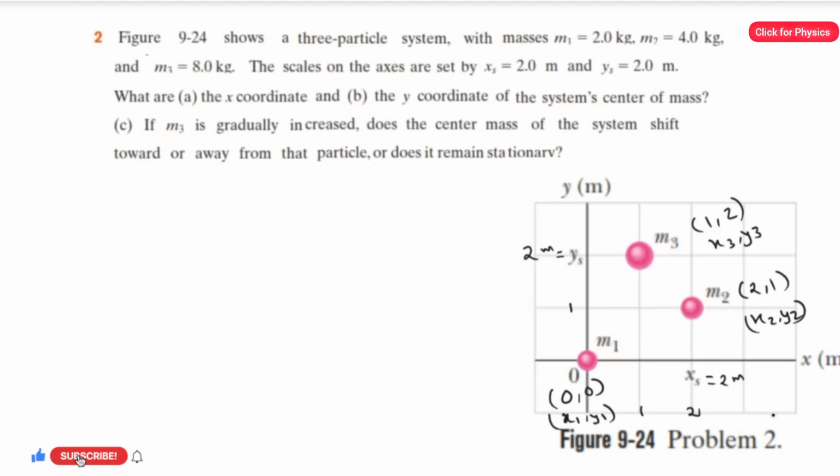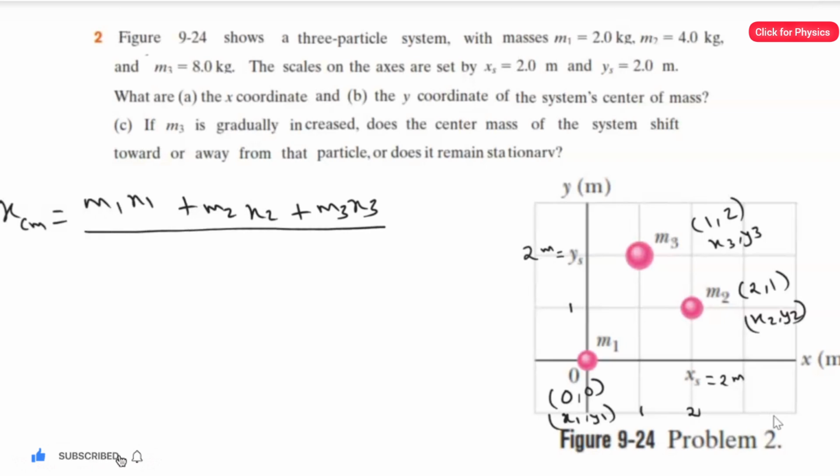So this is our x3 and y3. Now we have to substitute all the values in the given rule. As we already studied in the theory, to find the x center of mass, the rule is x center of mass equals m1 x1 plus m2 x2 plus m3 x3 divided by m1 plus m2 plus m3. Now I'm going to substitute the values. m1 is 2 kilograms, m2 is 4 kilograms, and m3 is 8 kilograms, with their respective x1, x2, x3 taken from the graph, and then we'll get the answer for the first part, our part a.